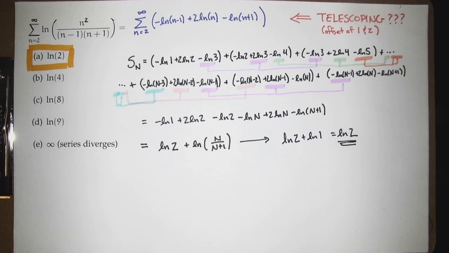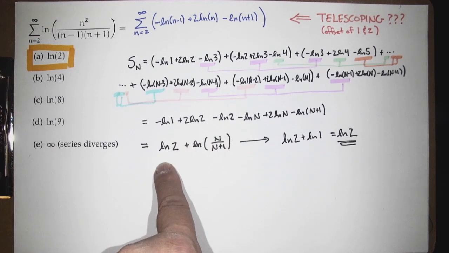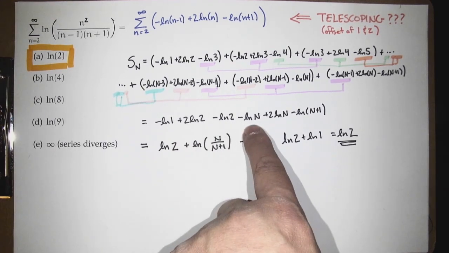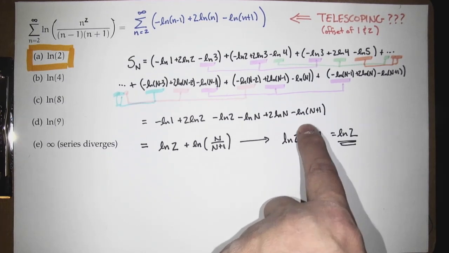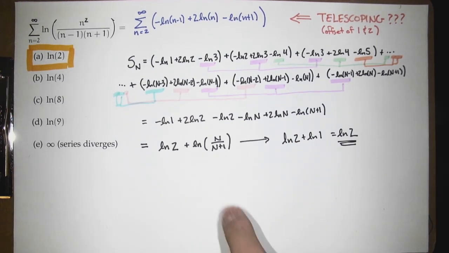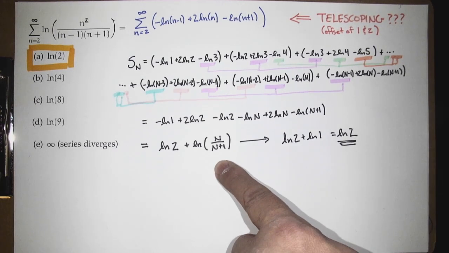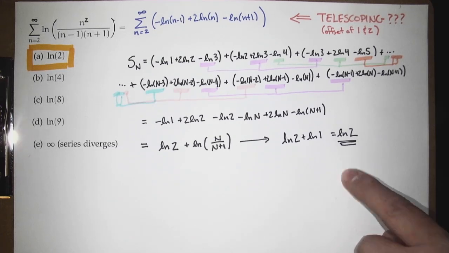That's the idea of telescoping. Most of the stuff cancels out except a little bit at the start and a little bit at the end. And now we say, well, what hasn't canceled? Well, the log 1 is 0. 2 log 2 minus log 2 is log 2. And minus log n plus 2 log n is log n. Log n subtract log n plus 1 is log n over n plus 1. Now let n get big. As n gets big, this becomes log of 1, which is 0, so we're left with log 2.